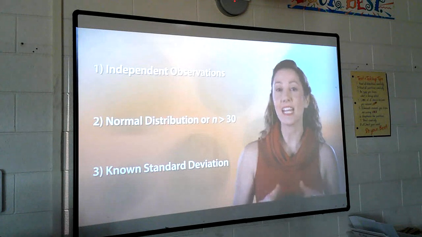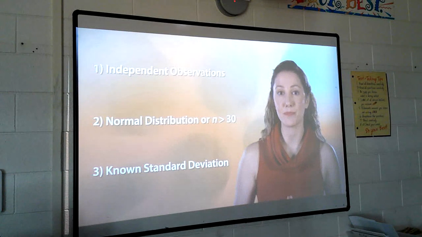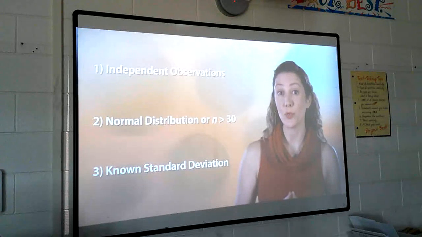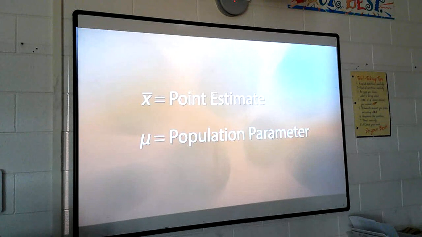That's actually not a reasonable assumption in the real world, and there are ways to get around the problem. But for now, we'll assume we do know the standard deviation sigma. Our sample mean X-bar is what statisticians call a point estimate. It's a single number statistic that can be used to estimate a single number for the population parameter mu.